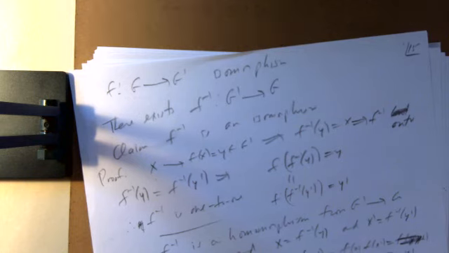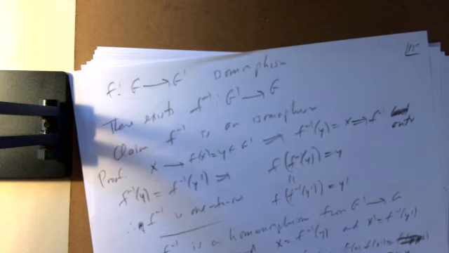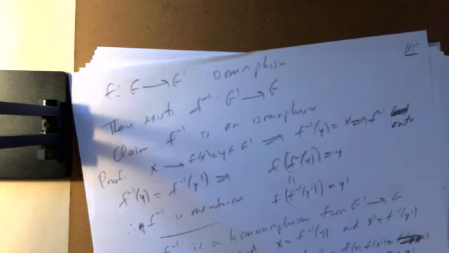Sorry, let me say this correctly. F inverse of y prime is x prime. And x is f inverse of y, and x prime is f inverse of y prime. And this is the definition of a homomorphism. So this proves that f inverse is a homomorphism.